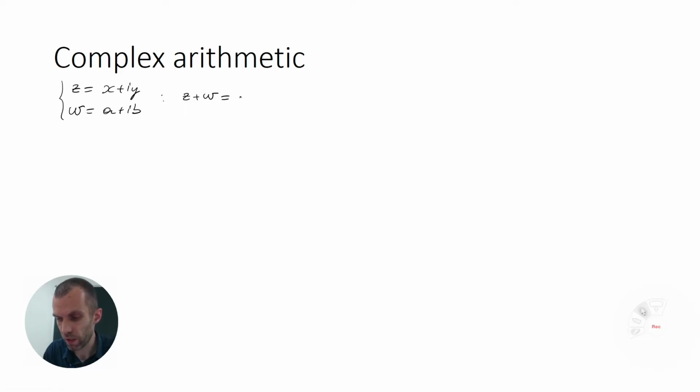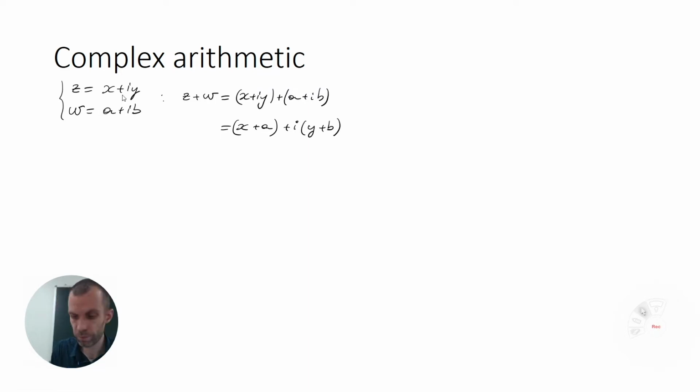So we take x plus iy plus a plus ib, and we move the real parts until they're together, x plus a, and now we factor out the i. We have iy and ib here, so that's i times y plus b. So we get a new complex number where the real part is just the sum of the real parts of the original numbers, and the imaginary part is just the sum of the imaginary parts.